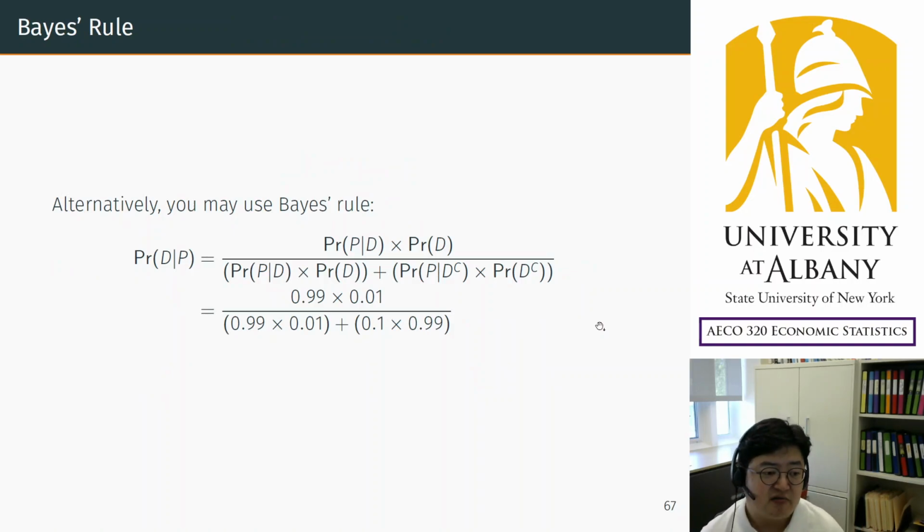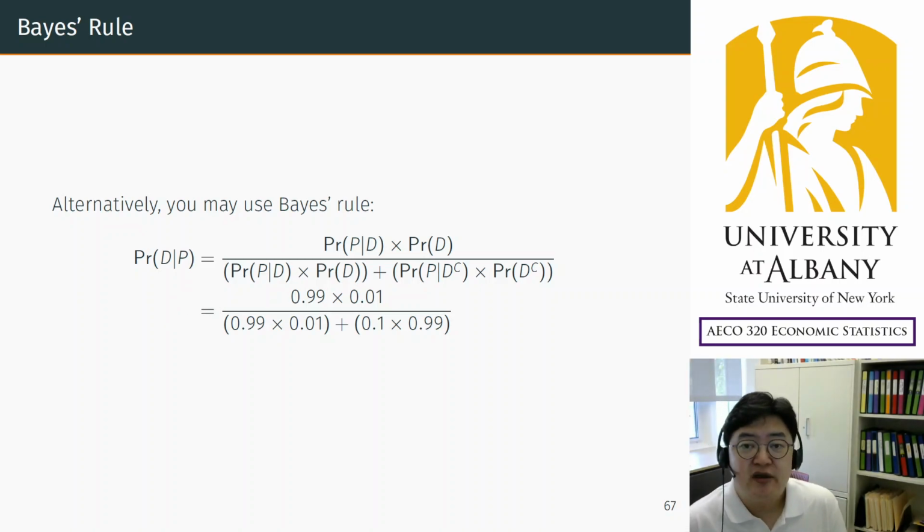Instead of the tree diagram or classifying a 10,000 sample, you may directly apply the Bayes rule formula. It's up to you. So first you have to write down the formula this way, and we know all the probabilities. Just fill in the numbers, then you will get the same probability. So this is it. This is the end of chapter 2. So thank you for watching.